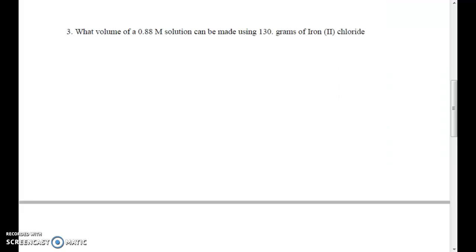And just like we have to know what iron 2 chloride is in terms of the formula. So what volume of a 0.88 molar solution can be made using 130 grams of iron 2 chloride? Well, the Roman numeral 2 is telling you it's iron with a positive 2 charge. Chloride has a negative 1 charge, so you get FeCl2.